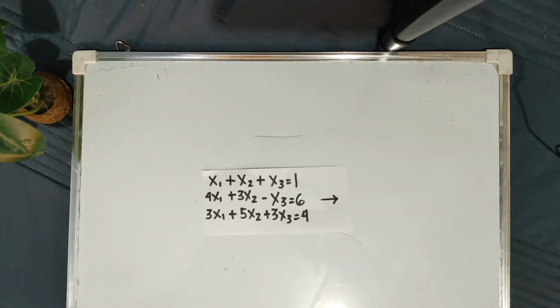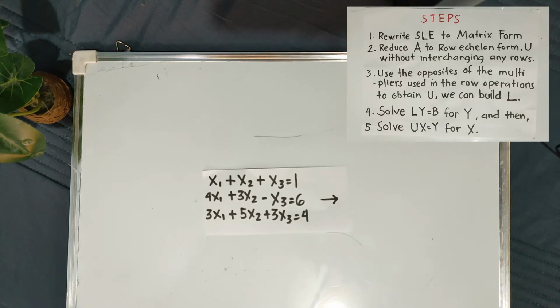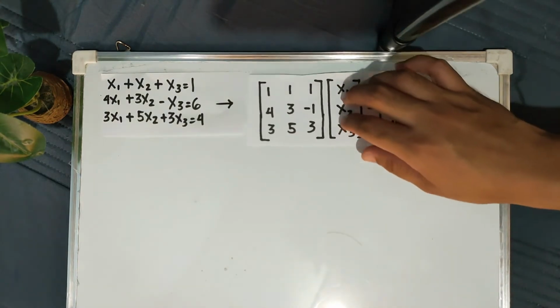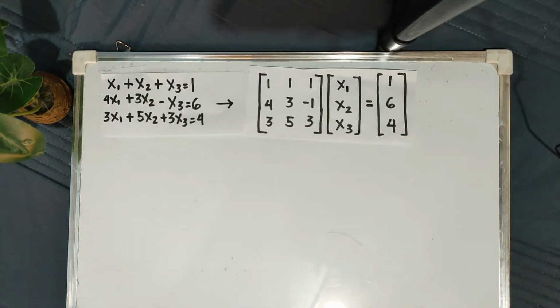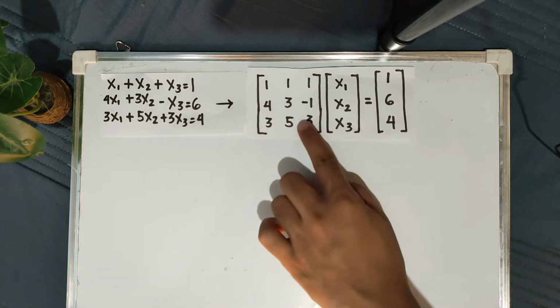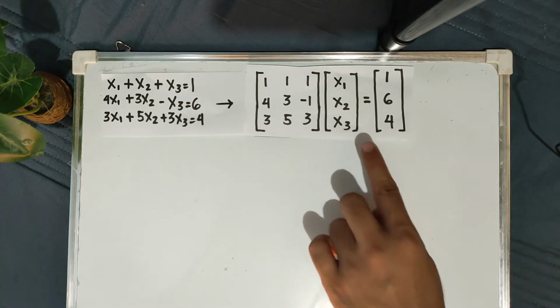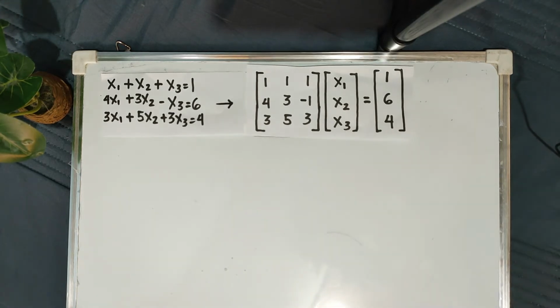Alright, this is the system of linear equation. X sub 1 plus x sub 2 plus x sub 3 equals 1 and so on and so forth. First step nga atong pagabuhaton is we need to rewrite this system of linear equation to matrix form. So how do we do that? Okay, so basically what we have here, this is our coefficient matrix, our variable matrix, and our constant matrix. So mao na siya ang matrix form.